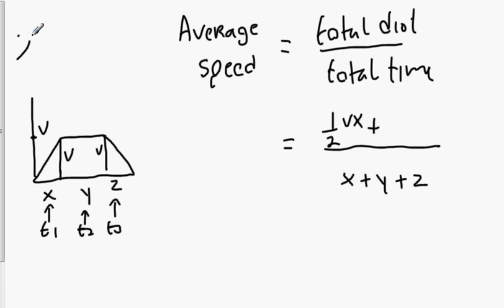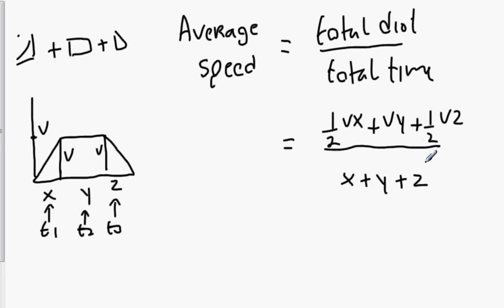Remember, the total distance is the triangle plus the rectangle plus the last triangle. So it's going to be Vy. The third triangle? A half Vz, okay? So that's where we're at now.